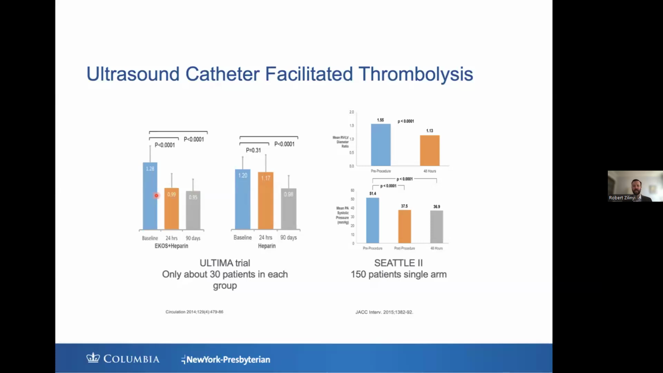The second study that was fairly seminal in this space was the SEATTLE II trial, which was 150 patients in a single arm trial, again, looking at catheter-directed thrombolysis and the difference in RV to LV ratio at 48 hours. And they also looked at changes in the mean PA pressure in their follow-up as well. And we see a significant reduction again in the RV to LV ratio and a significant reduction both post-procedure and 48 hours later in the mean pulmonary artery pressure.